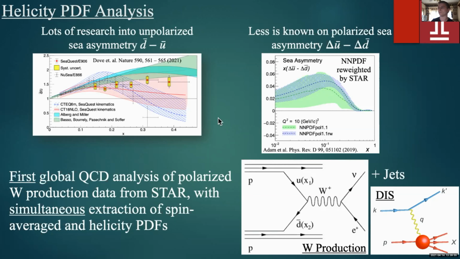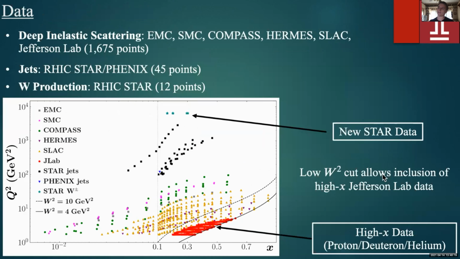This is a global analysis, which means there are several different types of processes involved. Of course, there is polarized deep inelastic scattering. There's going to be the W production data from STAR. And I am also including the polarized jet data that Yiyu just talked about. Going into more detail about all of that data, here it is displayed on the x-Q squared plane. We have about 1,700 points from polarized deep inelastic scattering, all fixed target data. We have the polarized jet data, and we have the polarized W production data from STAR. Up here is the new STAR data, and down here we have the Jefferson Lab data, which I will get into at a later point. But for now, I want to talk about the STAR data.